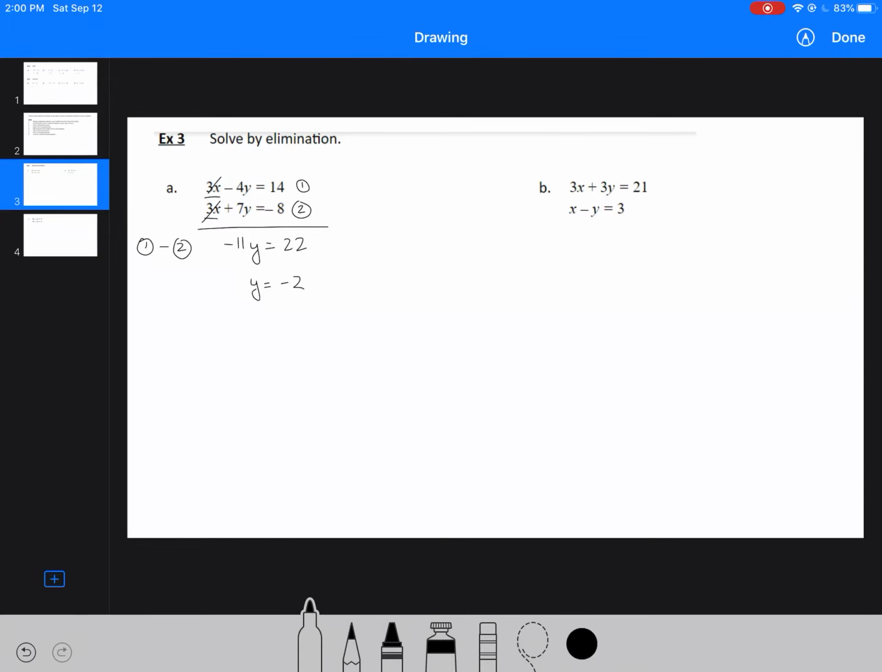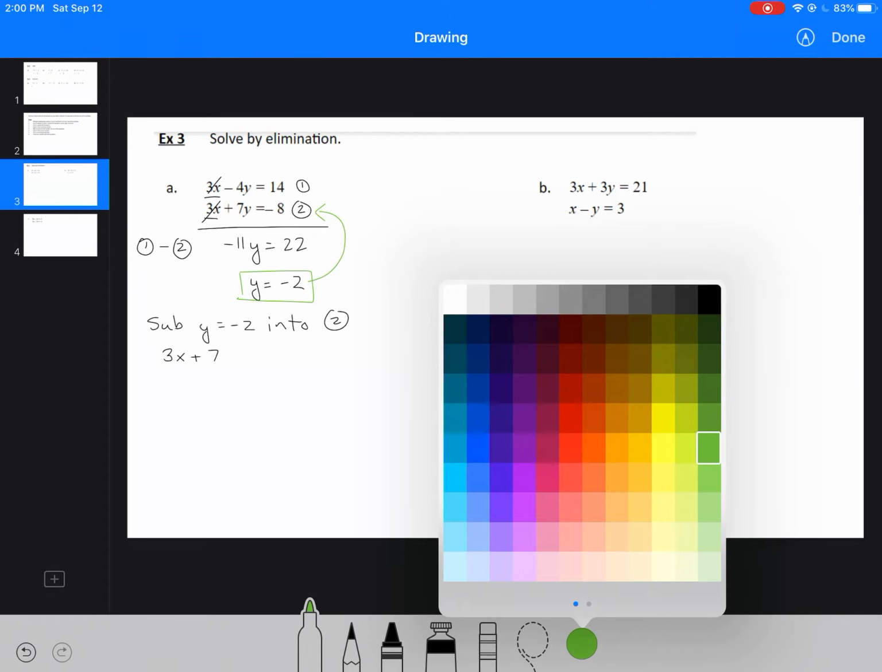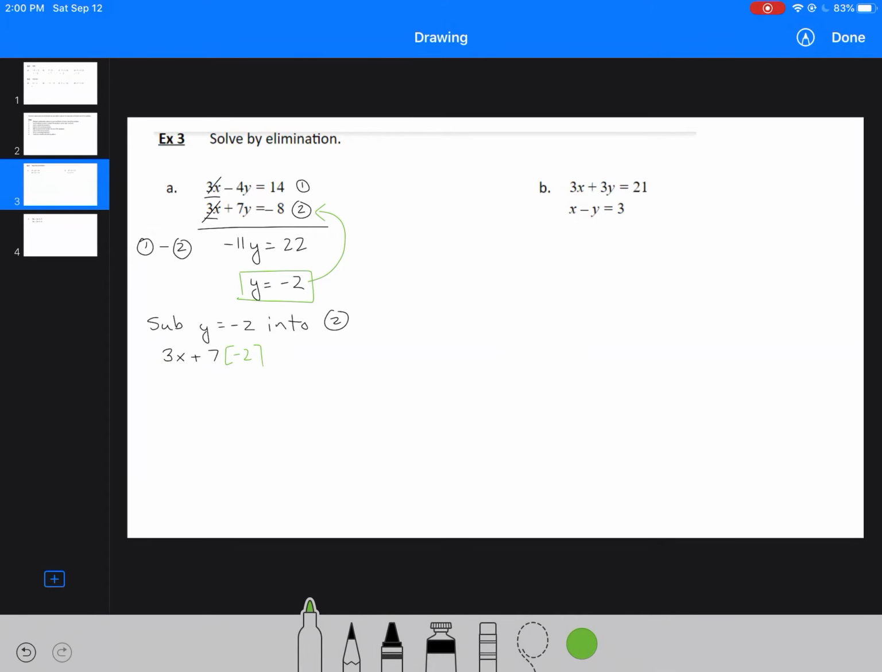So now that I've solved for one of the variables, I'm going to take that and substitute it back into one of my equations. Doesn't really matter which one, I'm going to pick the second equation. So here we go. Sub y equals minus 2 into my second equation. So I've got 3x plus 7 times minus 2, my solution for y, equals minus 8.